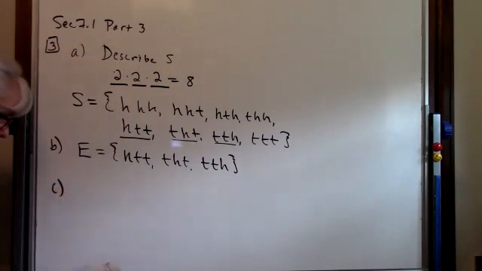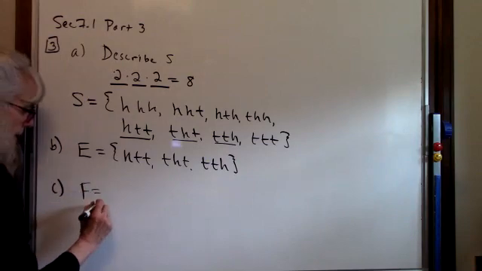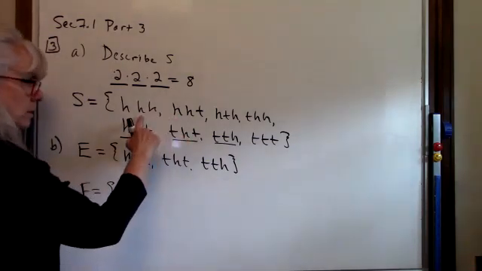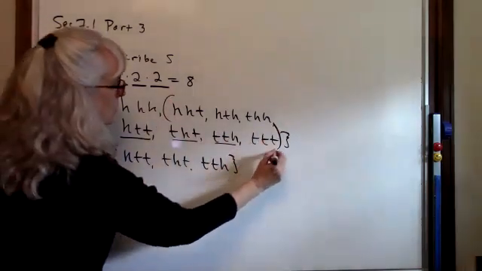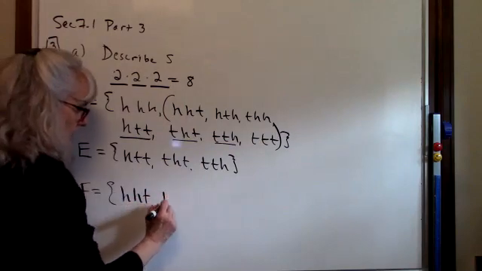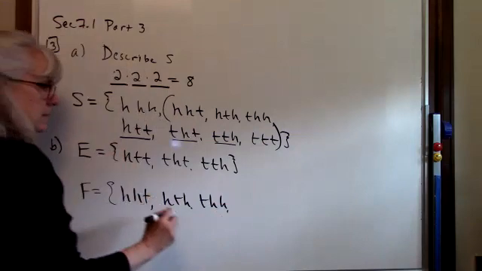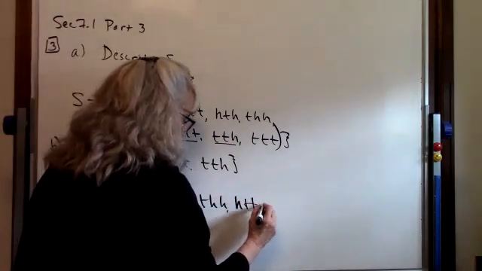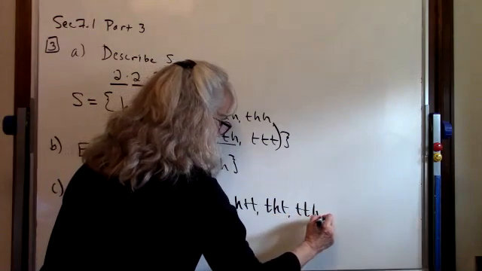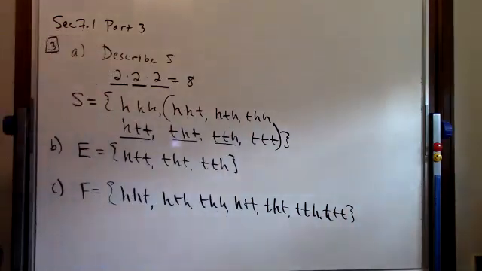Part C is asking me to determine the event that at least 1 tail appears. At least 1 tail appeared. Well, at least 1 tail, well, that would be all of them but this one. So they're asking me to list all of those guys. So at least 1 tail would be tail, head, head, tail, head, tail, head, tail, head, head, and then we'll come back to these guys. Head, tail, tail, tail, head, tail, tail, tail, head, and finally tail, tail, tail. So 7 out of the 8 outcomes for that.